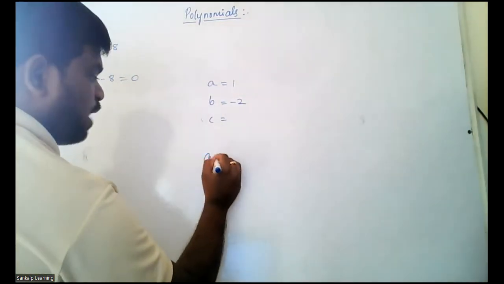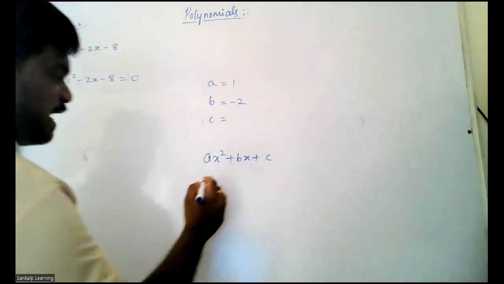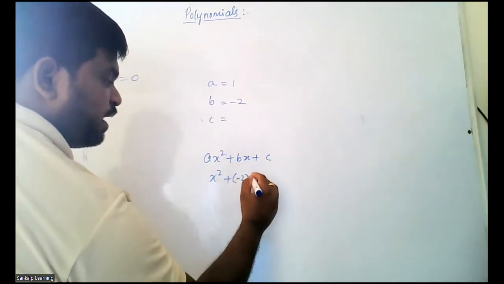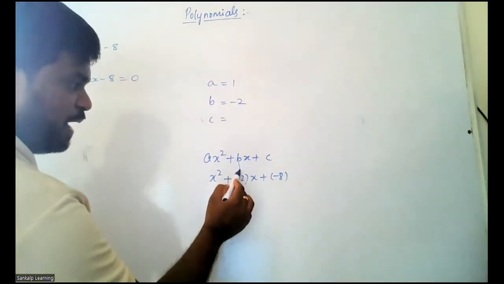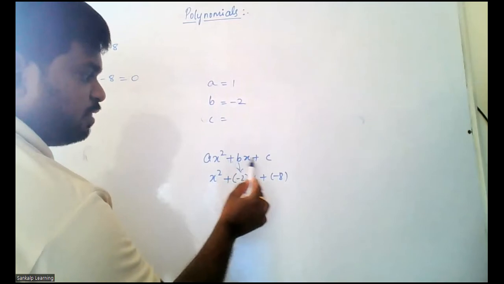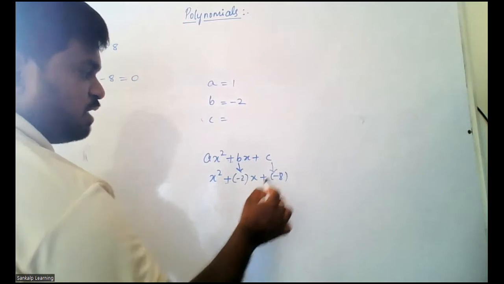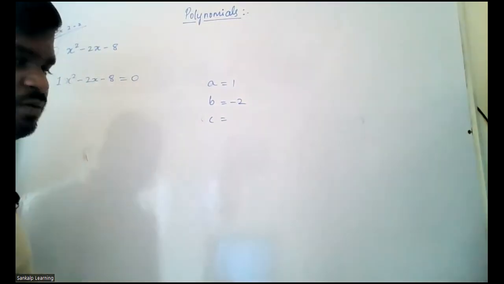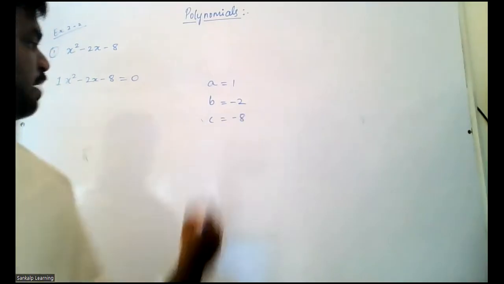Actually, the standard form of quadratic polynomial is ax square plus bx plus c, isn't it? If you get it in the standard form, x square, you got minus 2x, but I can write this as plus of minus 2x and plus of minus 8, isn't it? So therefore, if you compare now, b value is what? Negative 2. This is the standard form. In between the terms, you got plus sign. So on equating it, b value is minus 2 and c value is minus 8. But in general, what we do is, we will take the coefficient of x with the sign. Here the constant term with the sign is minus 8.